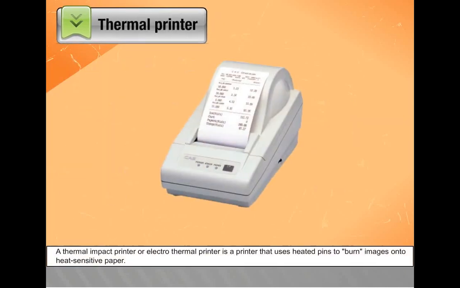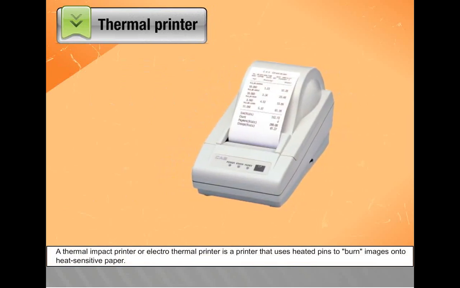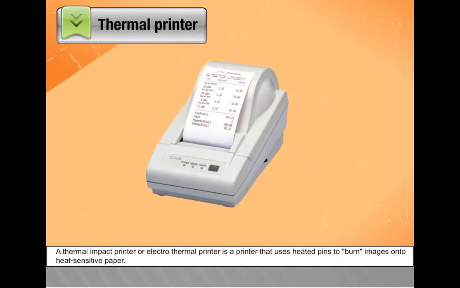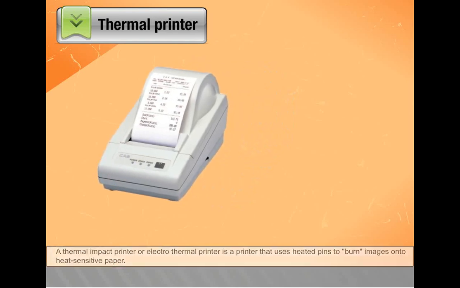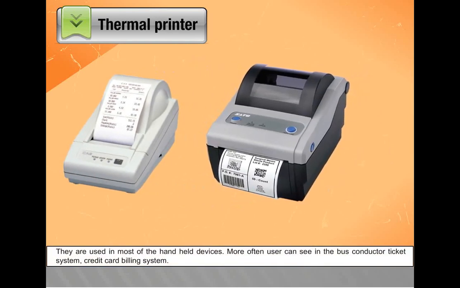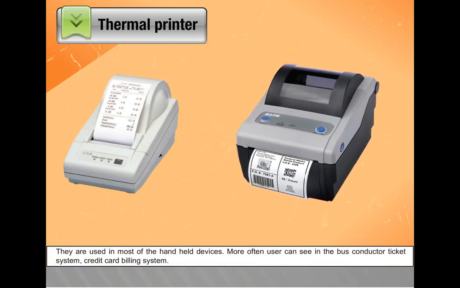Thermal printer. A thermal impact printer or electrothermal printer is a printer that uses heated pins to burn images onto heat-sensitive paper. They are used in most of the handheld devices. More often, users can see them in the bus conductor ticket system, credit card billing system.